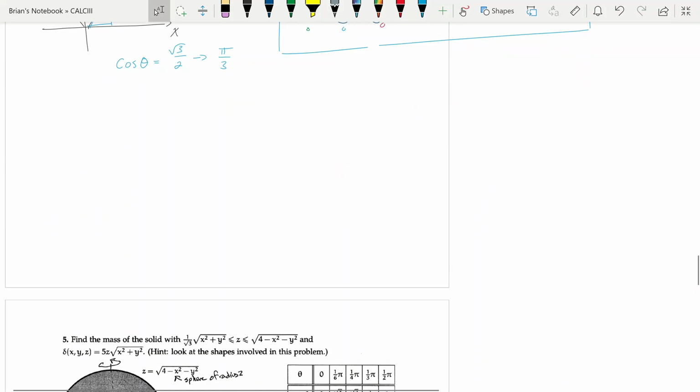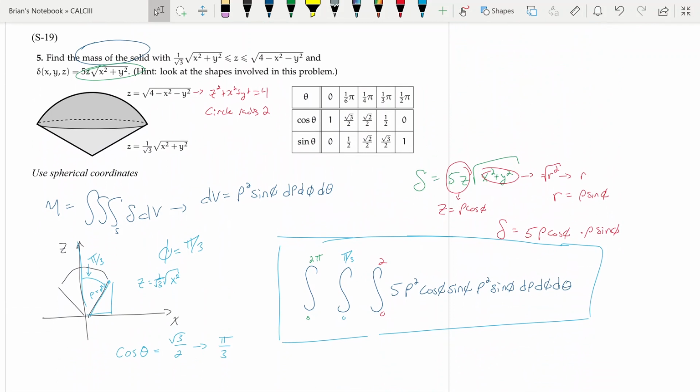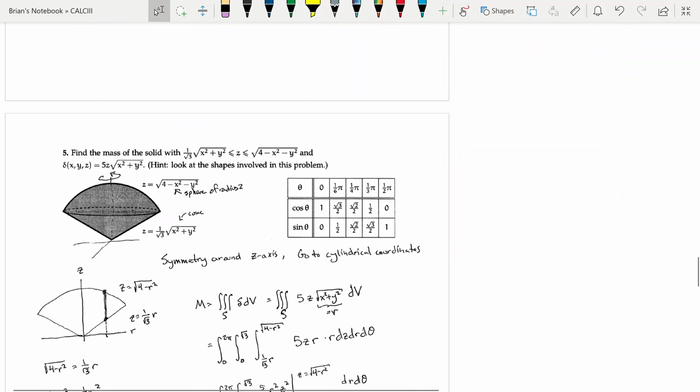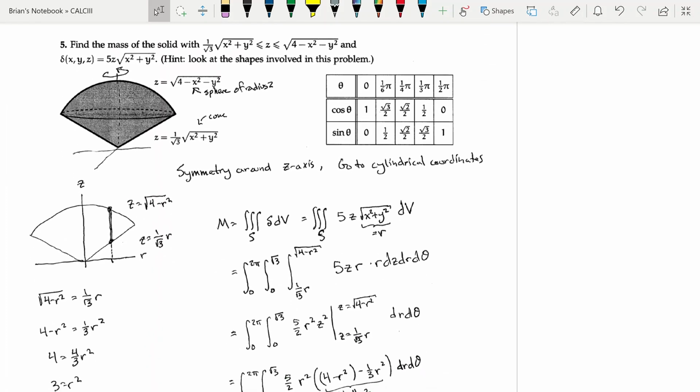All right, cool. So this is how we did it with spherical. You can also do it with cylindrical, and I just brought that solution along for time's sake. So you can use the cylindrical coordinates. What you've got is you have to solve it for the z's because the z's are always changing. It's not where you're using a rho anymore.